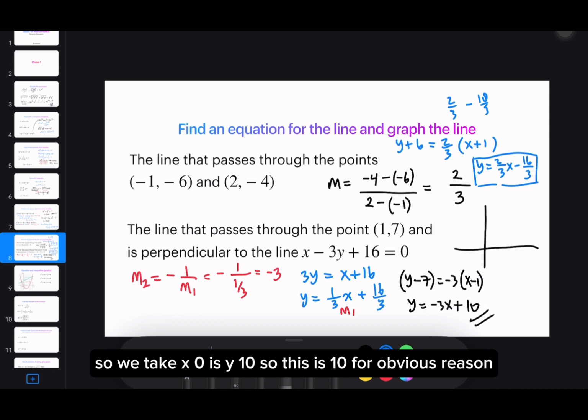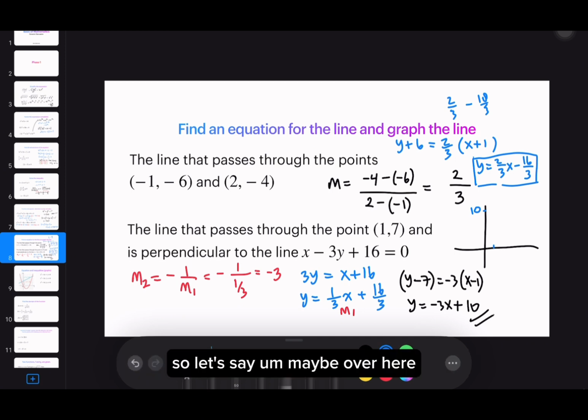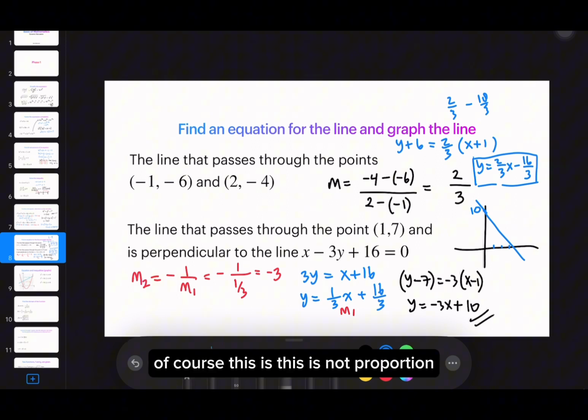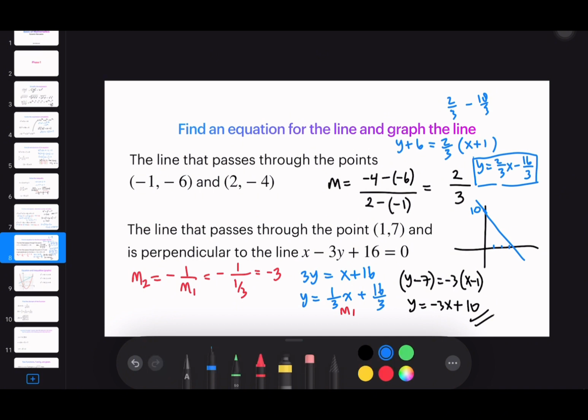So we take x is 0, y is 10, so this is 10. For obvious reasons, this will not be proportional. So y equals 0 will be 3x. So 10 over 3 is 3 something, right? So let's say maybe over here. So this will be... okay, something like that. But of course, this is not proportional to be like that.